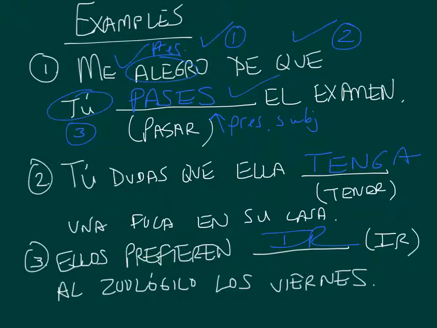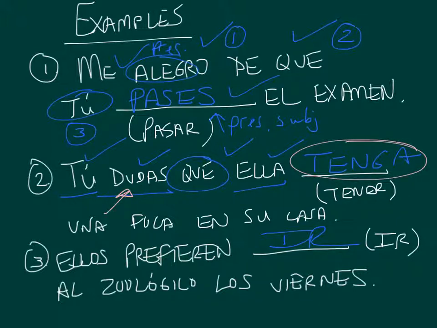Pases. In number 2, do I have a subjunctive setup? Do I have something from WEIRDO? Yes, a doubt. Do I have a que? Yes, I do. Do I have 2 different subjects? Yes, I do. So there's questions 1, 2, and 3. Once I get past that, I know I need subjunctive. What tense is the first part of the sentence in? This is in present tense, so we need present subjunctive. Go to the yo, tengo, drop the yo, add the opposite ending, tenga.